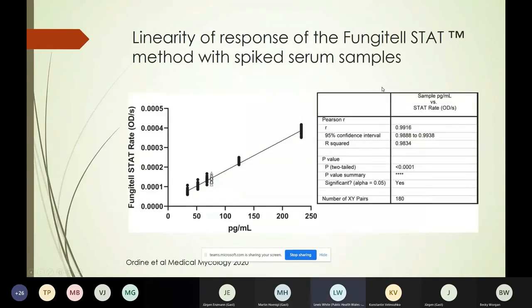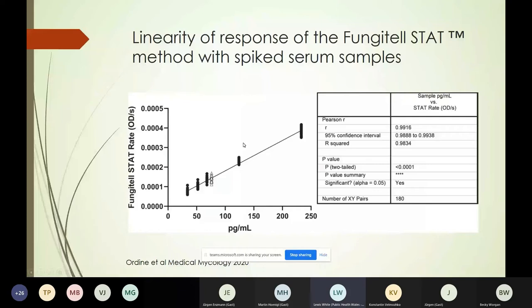So initial comparisons were work primarily done by the associates of Cape Cod. What they looked at was, when you spiked serum samples with known concentrations of beta-D-glucan, did you get a proportional response with the Fungitell STAT assay? And you can see here we've got a good Pearson's R, highlighting a significant correlation between beta-D-glucan concentration and, in this case, the Fungitell STAT rate.